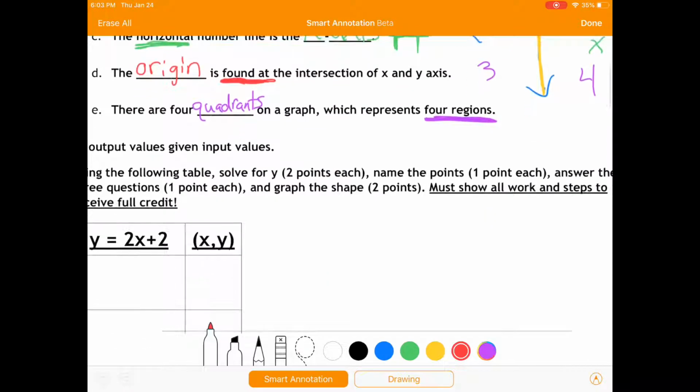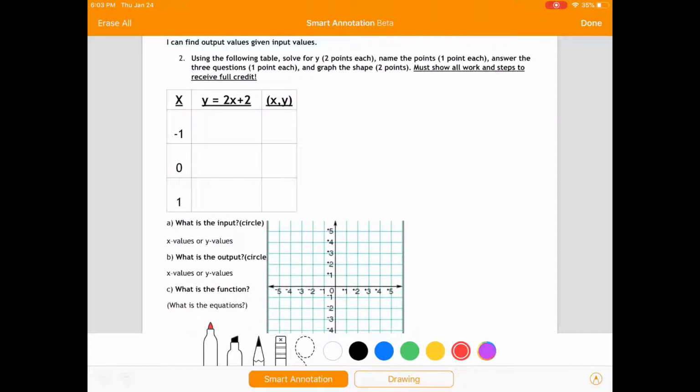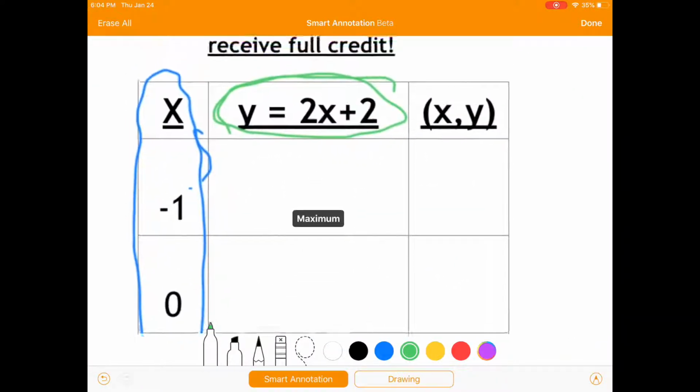So for number 2, it says, using the following table, solve for y, name the points, answer the 3 questions, and then graph the shape. So make sure you show all work and steps to receive full credit. So what we want to do here is substitute our x values in, which are right here, into our function that is given in our middle. So we're going to substitute it in. I'm going to zoom in so we can really look at what's going on.